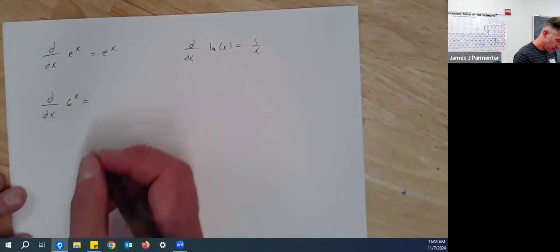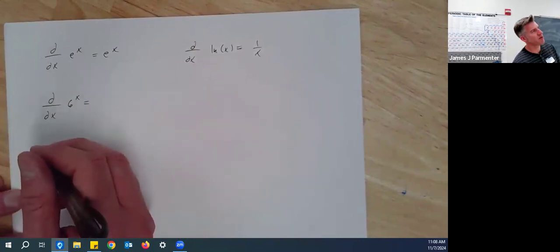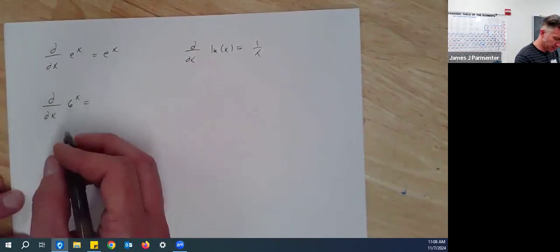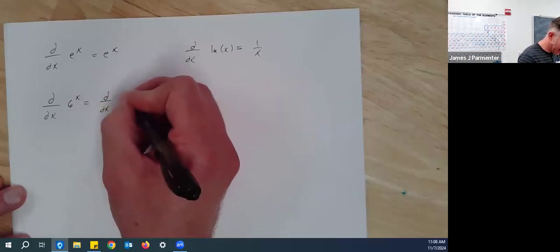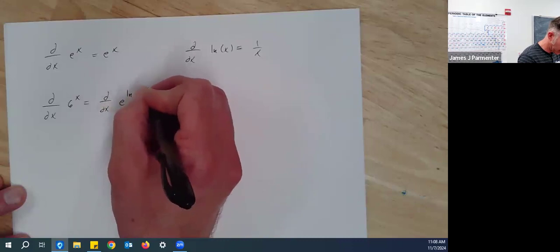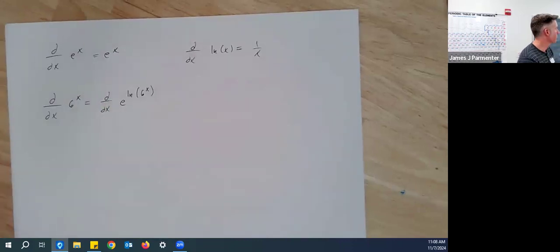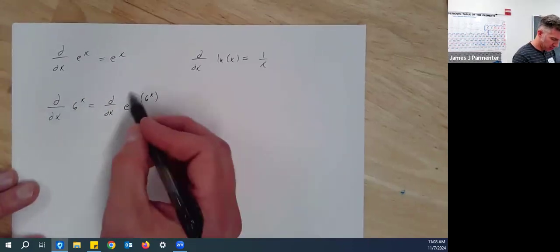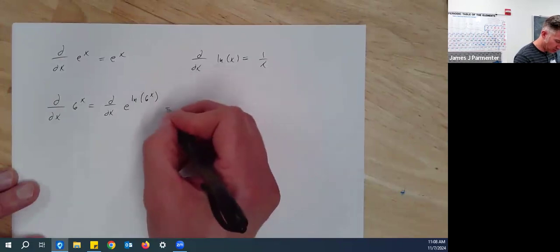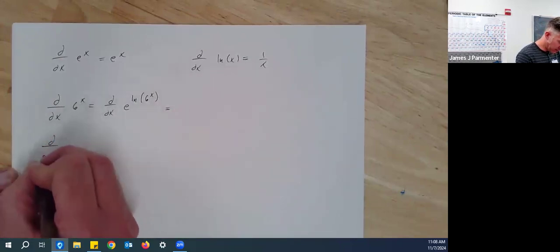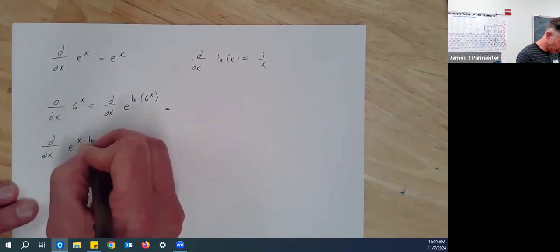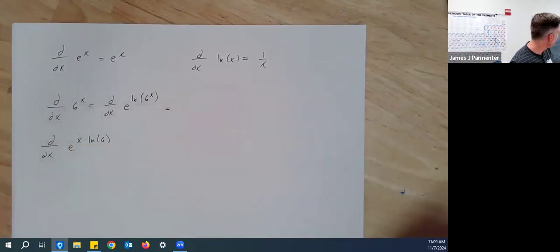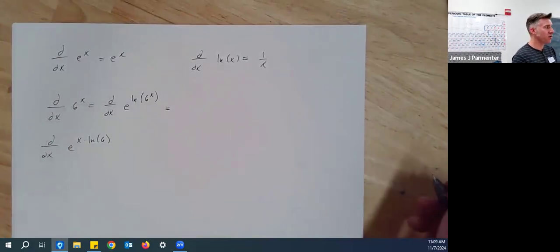So here's how we would do it. Well, here's how I would do it. There's so many ways to do it. I would probably do it this way. I would write it as the derivative of e to the natural log of 6 to the x. And then the x comes down. It is really equal to the derivative of e to the x times natural log of 6. Great. I know how to take the derivative of e to the stuff.